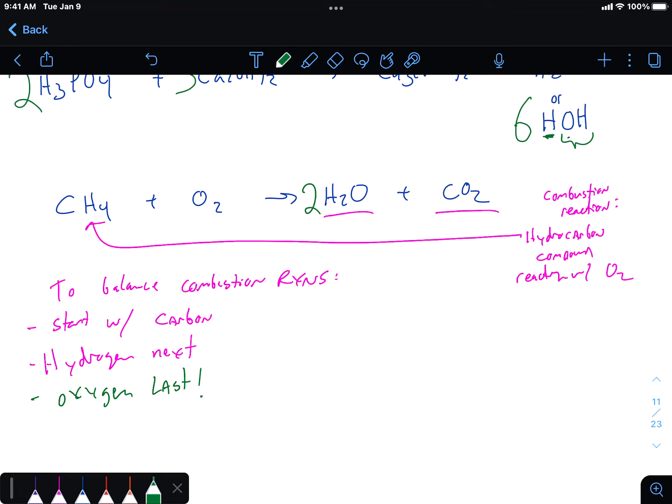And now finally we do the oxygen. So now I can start counting up the oxygens on the right side. 2 waters means two oxygens here, plus the 2 here, so that's a total of 4 oxygens on the right side. So that means I can just put a 2 here, and that gives me my 4 oxygens on the left, and now I should be done. Okay, so if you recognize combustion, start with carbon, then hydrogen, then oxygen. Okay?